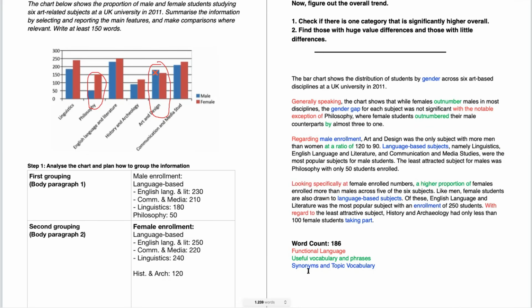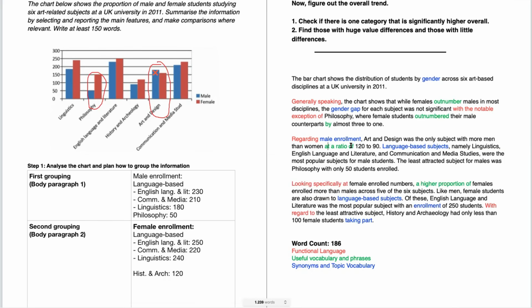And then synonyms and topic vocabulary are things that are specifically applicable to this example. So we've got gender, we have gender gap, and notice here that in our writing prompt, nothing was really discussed with the word gender. We only saw male and female. So the fact that we used gender and gender gap would show the examiner that we have great synonyms and that we don't have to keep repeating male and female.